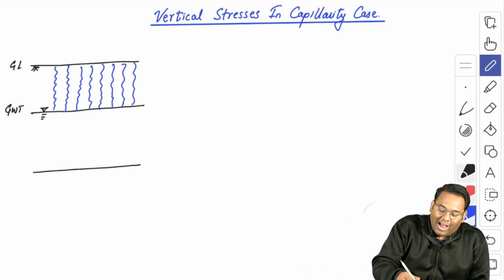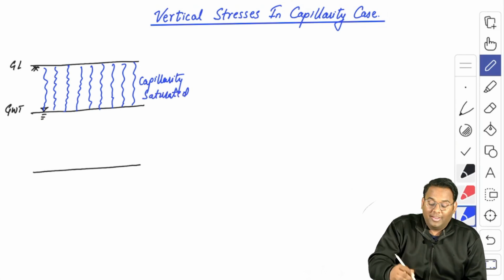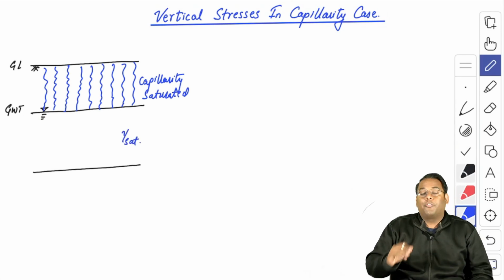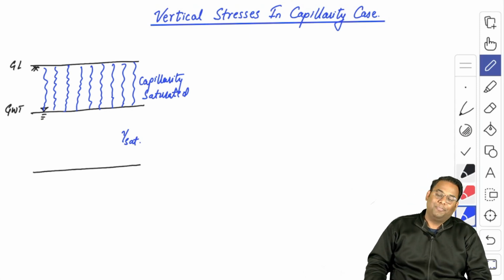And here I am assuming that this zone is nothing but a capillarity saturated zone, whereas below that is the water table. That means obviously below that the weight of the soil will increase, with gamma saturated.